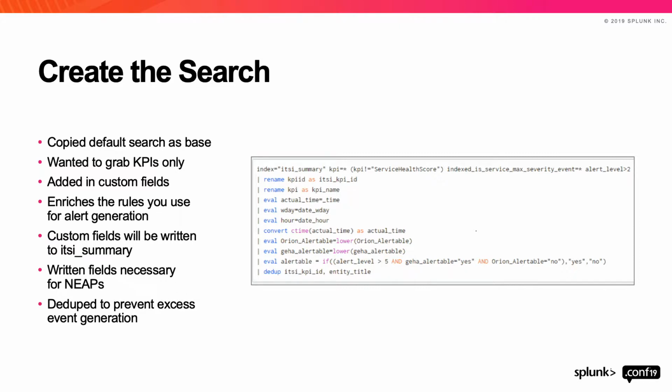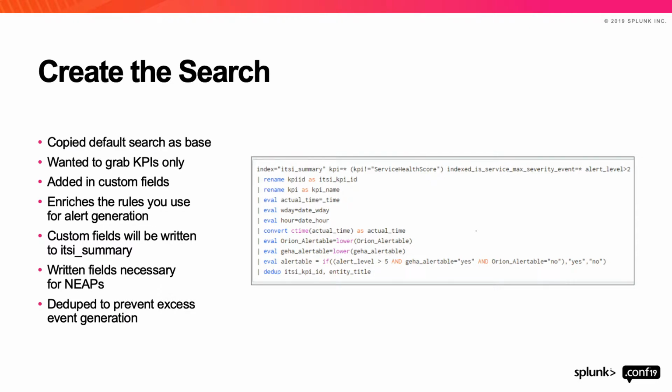So what we're going to do with our correlation search is look at the ITSI summary, an index of every single piece of KPI data that ITSI has given us, and look for stuff that has peaked up from low to outside of normal. In this correlation search, that's what we did.